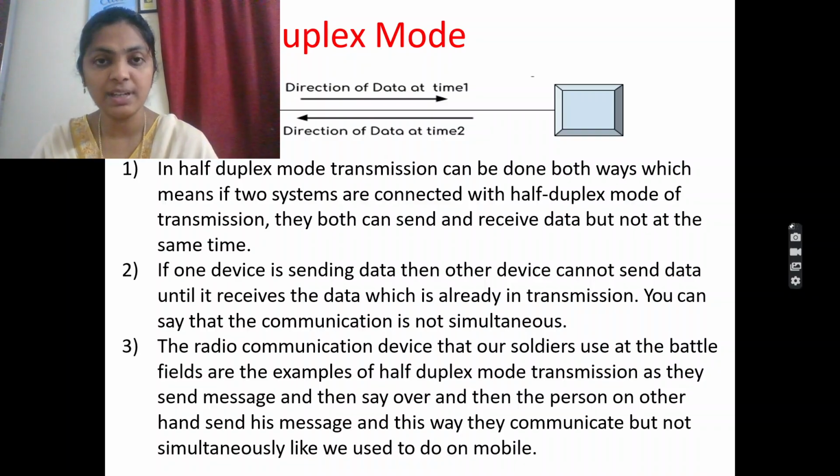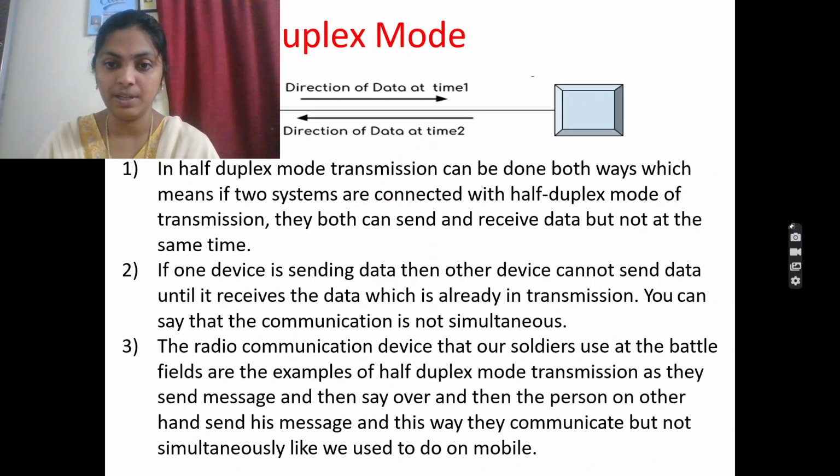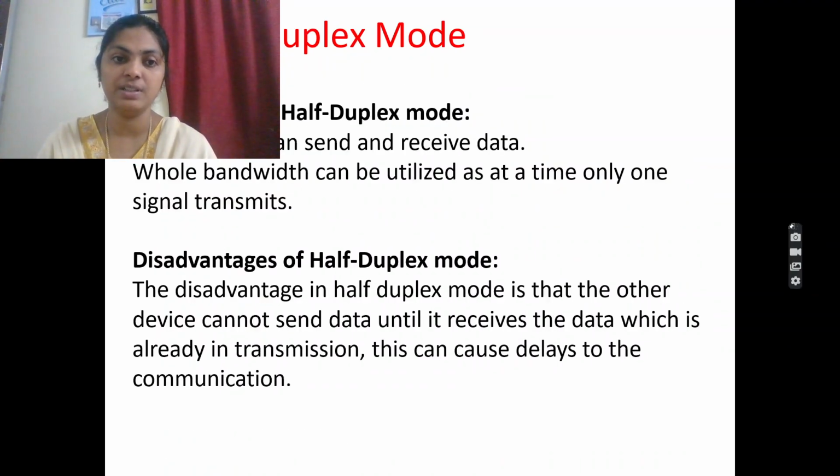Here, transmission can be done in both ways, which means they both can send and receive data, but not at the same time. That is the point. Radio communication devices at remote places and walkie-talkies are all examples of the half duplex mode. Now let us look at the advantages and disadvantages.